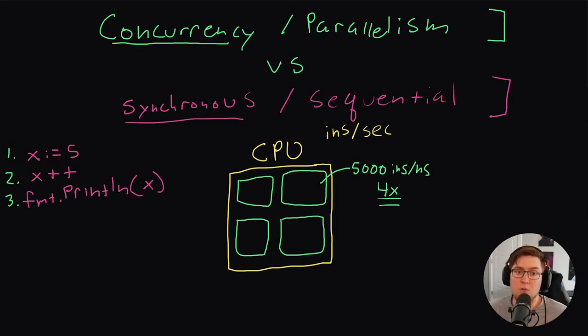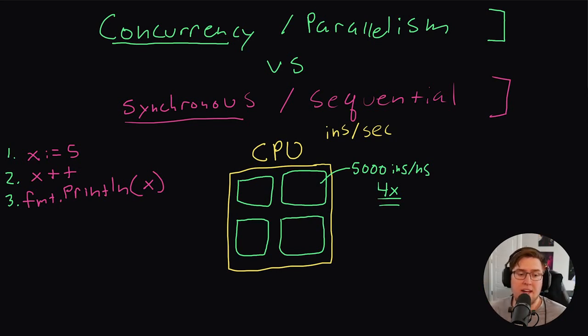So writing concurrent or parallel code can drastically speed up the performance of our programs because we're able to distribute all the instructions that we need to compute across multiple cores. The problem is we do actually need to write our code in a different way. We need to expect that some of the instructions are going to happen at the same time, and that's what's going to speed up our program.